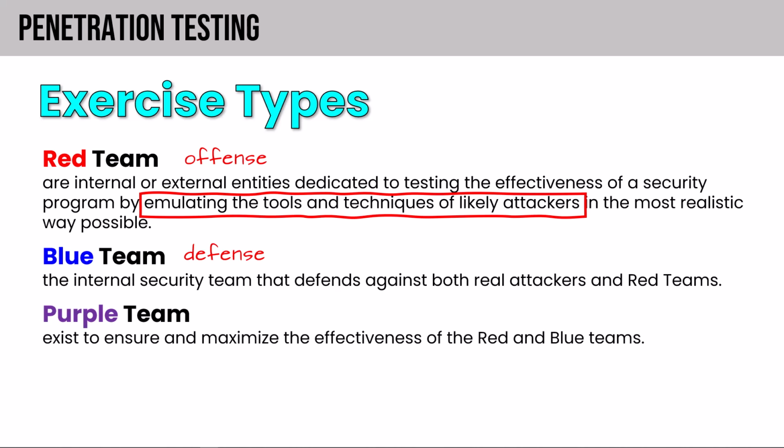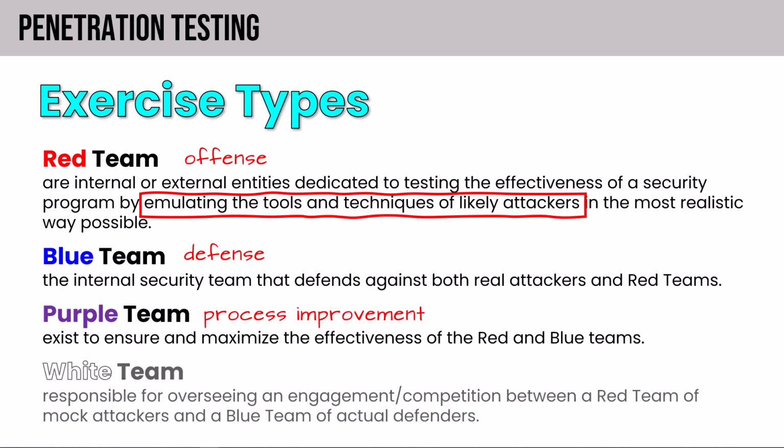You may have a purple team involved, which exists to ensure and maximize the effectiveness of the red and blue teams. We think of the purple team as process improvement, and then the white team is responsible for oversight of an engagement or competition between a red team of mock attackers and a blue team of actual defenders.